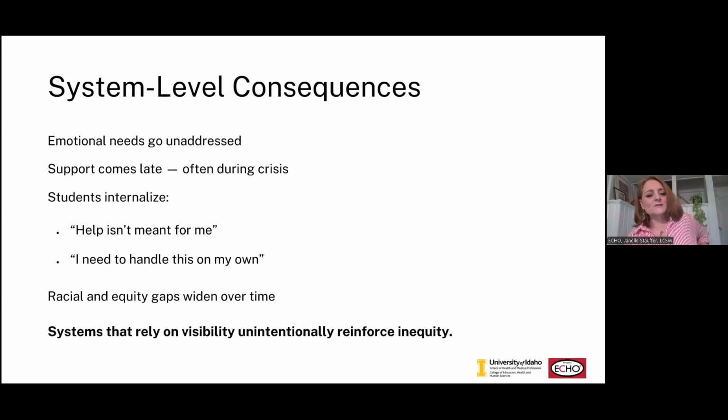What these students internalize is help isn't meant for me. I need to handle this on my own. And then the racial and equity gaps widen over time. So let's talk about solutions.